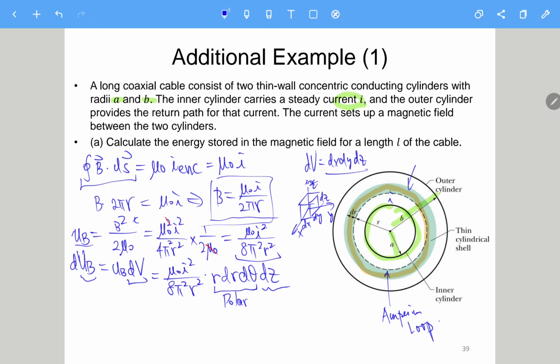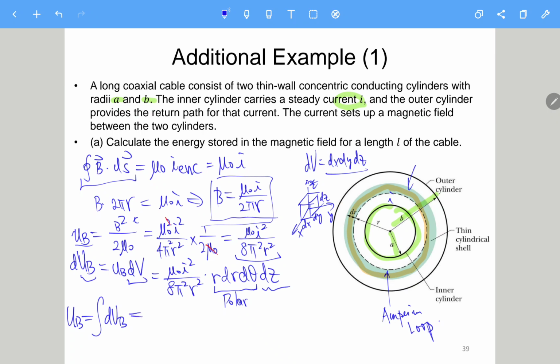But in cylindrical coordinates, it would be like two axes of polar coordinates with the z-axis perpendicular to it, so this one refers to the polar coordinate. This is the z-axis. Okay, so actually UB will be like the integration of dUB.